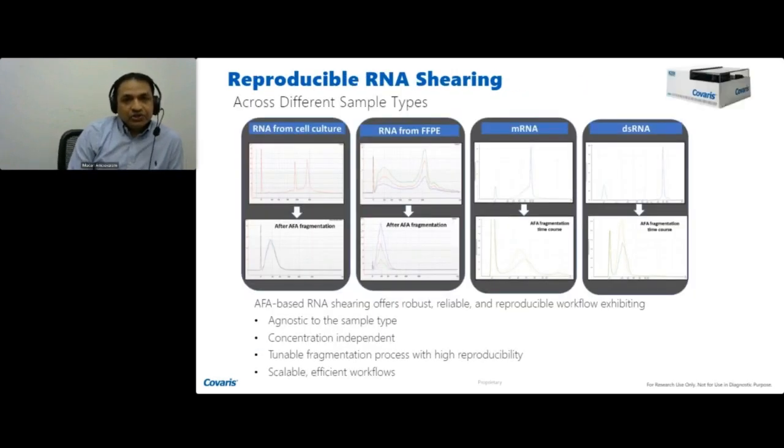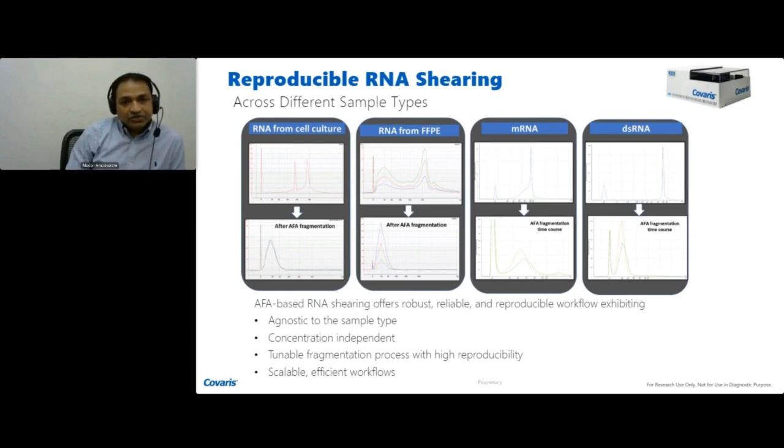Continuing with the reproducible RNA shearing using different sample types, here is an example demonstrating AFA-based RNA shearing, which is agnostic to the sample type. For example, RNA from cell culture or FFPE tissue or synthetic mRNA or double-stranded RNA. AFA-based RNA shearing produces the highest yield and quality of library for sequencing compared to other processes such as cation-based fragmentation.